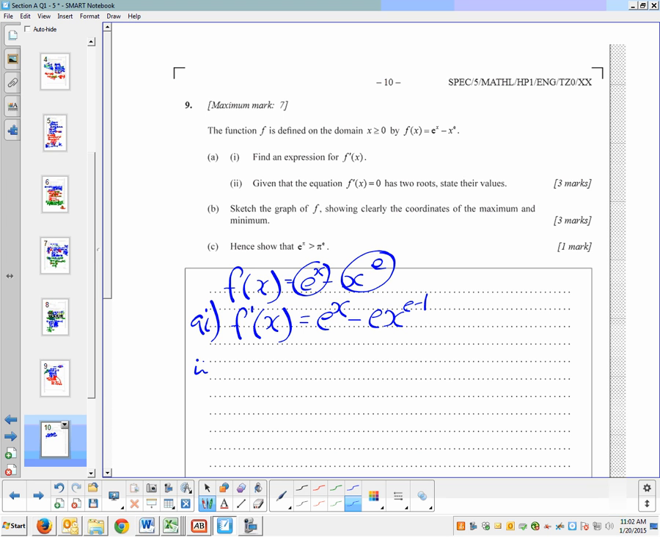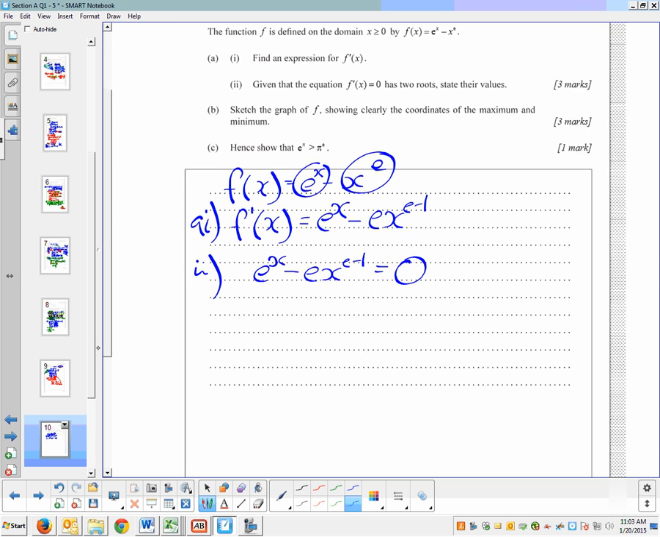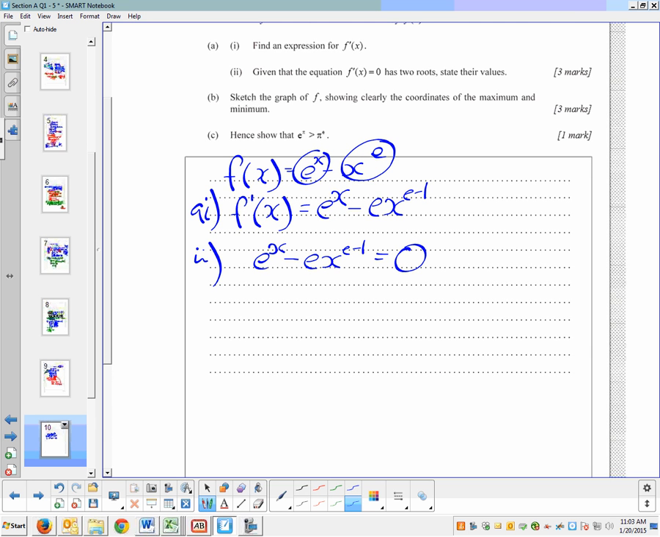And then part 2 says, given that that is equal to 0, and it has 2 roots, state what those roots are. If you try and solve this equation algebraically, it can get a bit messy. But what they're expecting you to do is to just look at that and realise that you can probably see what the answers are going to be. There's only a few numbers that you're going to try in your head. And you could try 0. If x is 0, what happens?